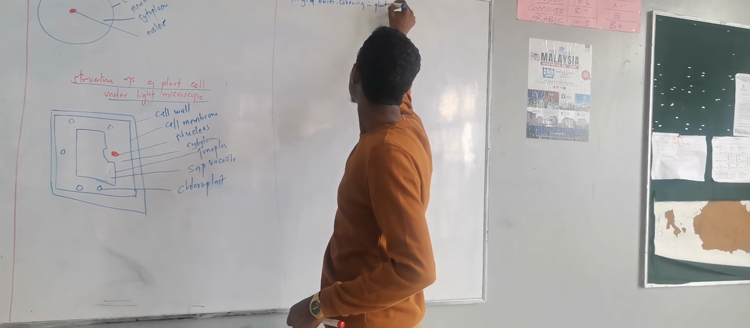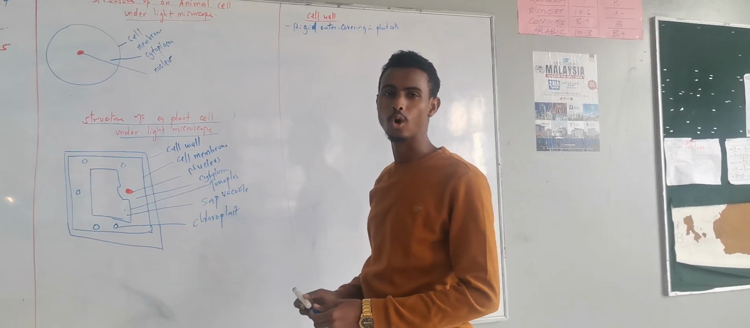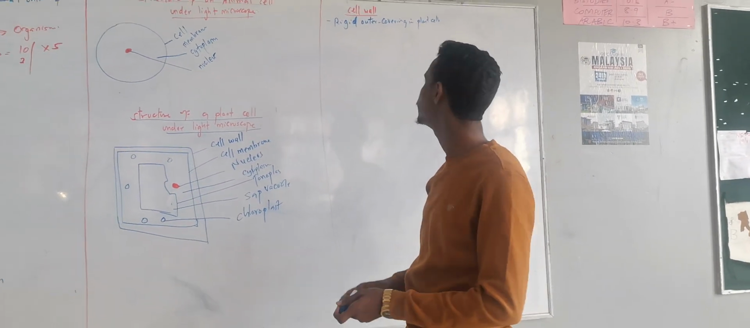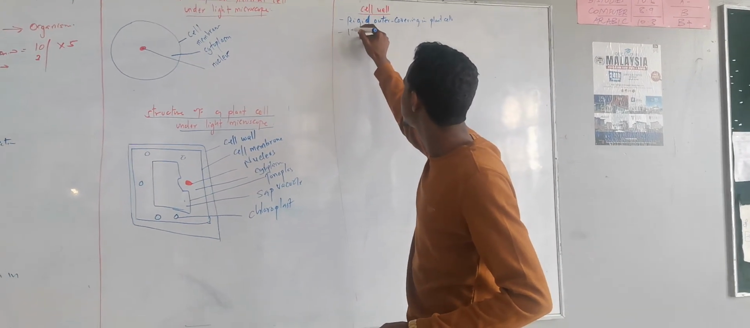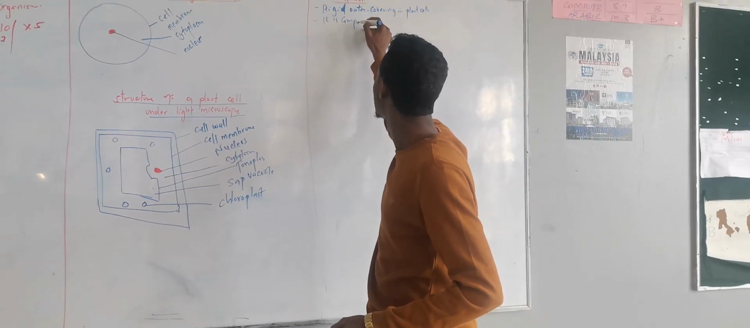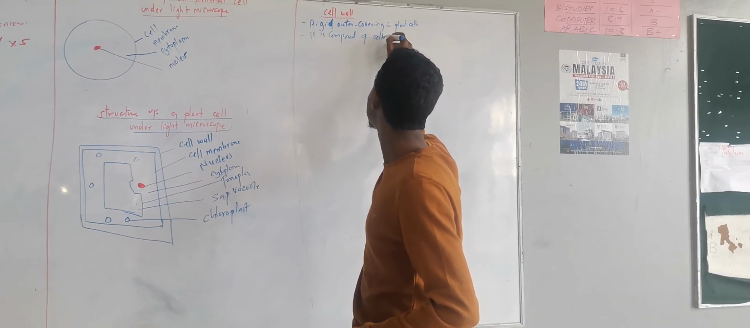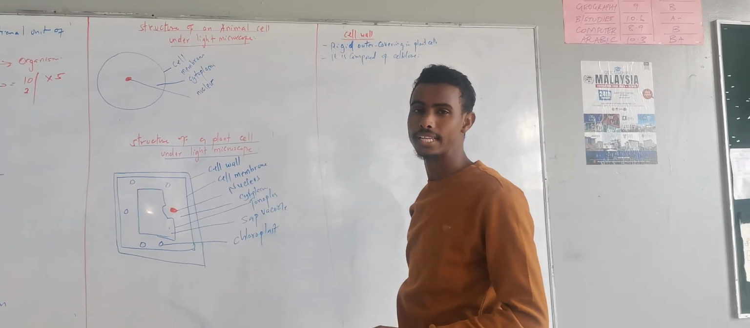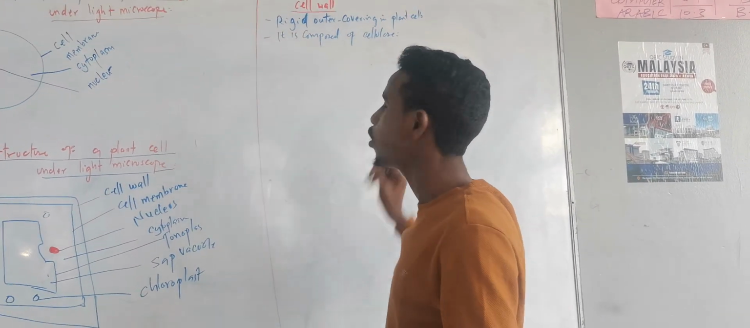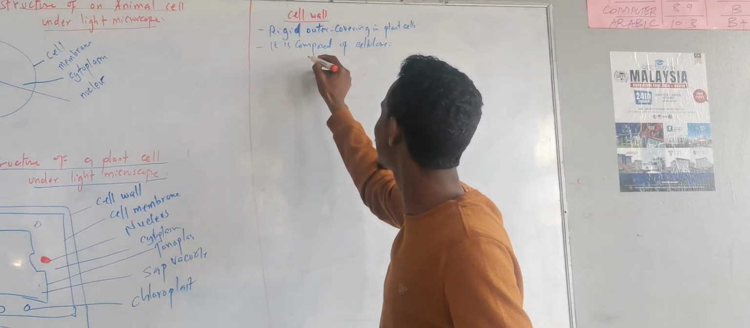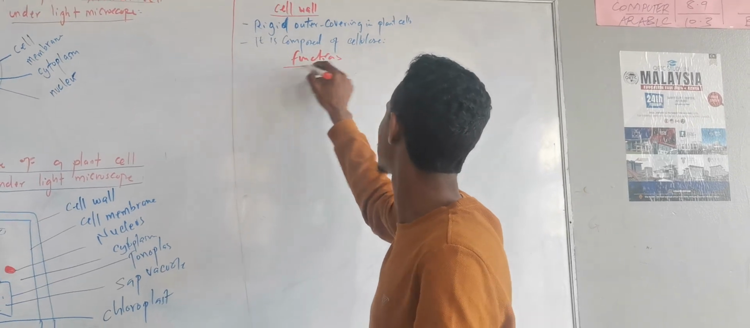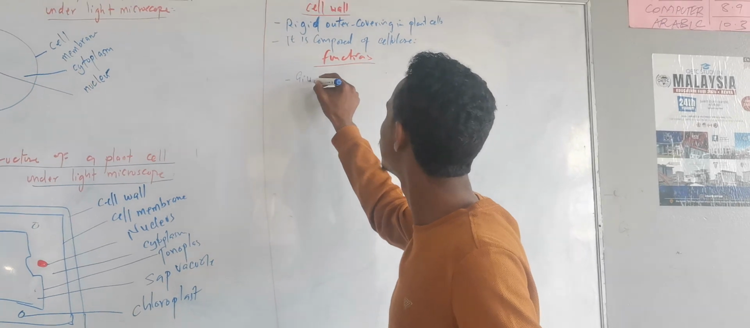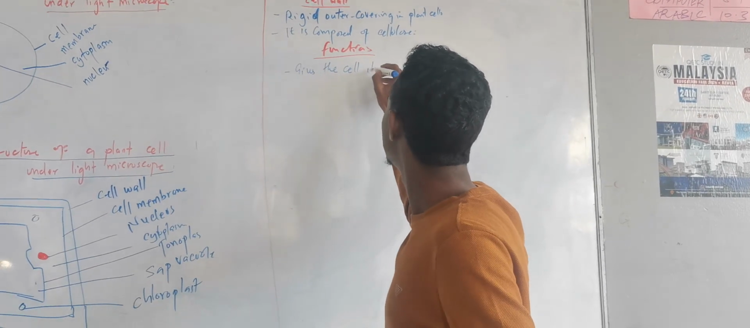In plant cells, the cell wall is the rigid outer covering. Again, it is composed of cellulose. Having said that it is the rigid outer covering in the plant cells, the cell wall is also composed of cellulose. Again, functions of the cell wall. Function number one, it gives the cell its definite shape.